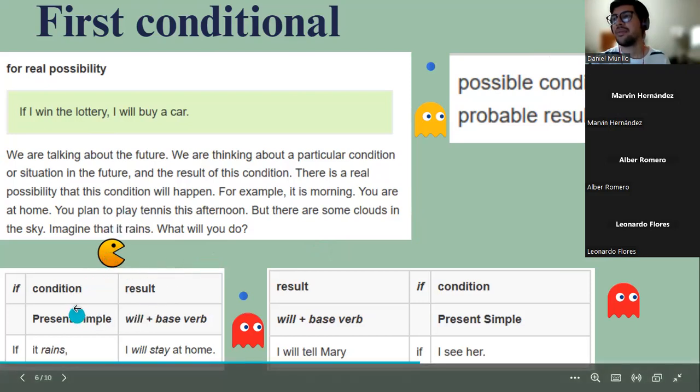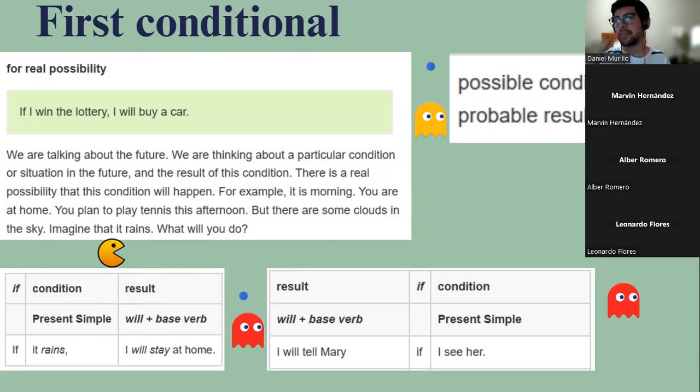Good job. So guys, remember the if clause will be the condition. Condition means situation. So if it rains, if I go to Spain, I will purchase a Real Madrid jersey. If I don't go to work tomorrow, I will get fired.